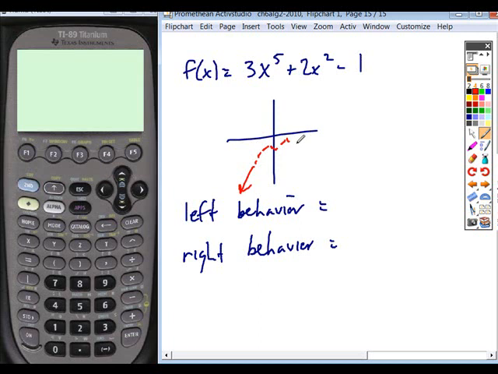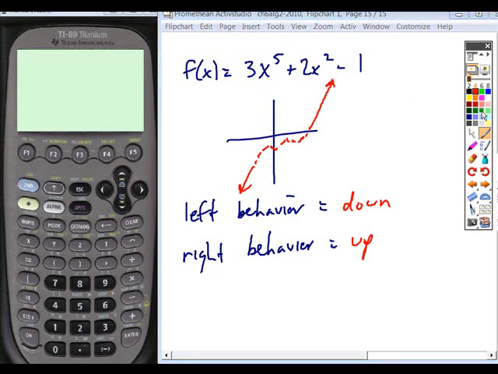Okay, now again, you don't know what's happening in between here, so I kind of draw the dashed lines to represent that. You don't know what's happening, but you do know that to the left it's going down. To the right it's going up. And you know that because it's an odd power, so the end behavior is going to be opposite each other. And it's a positive leading coefficient, so it's going to go up to the right, down to the left.